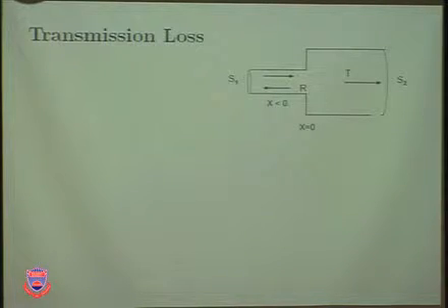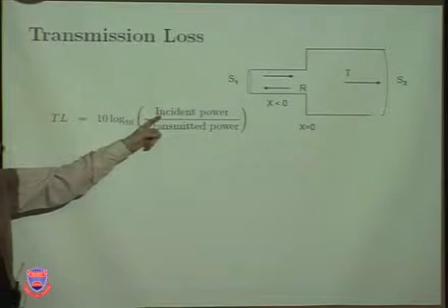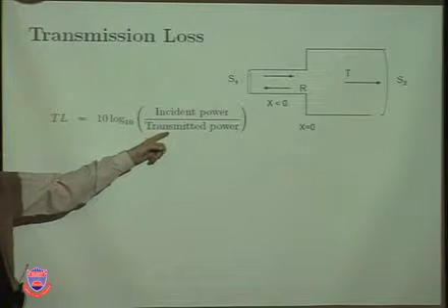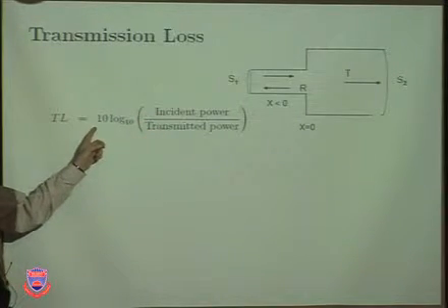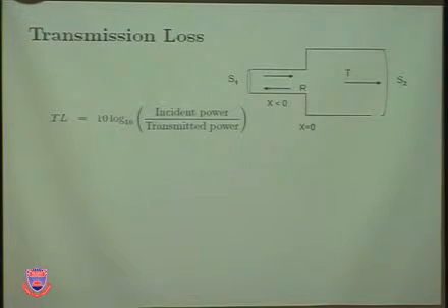And let me define what we mean by transmission loss. Okay, transmission loss is a very particular definition. Incident power divided by transmitted power, log multiplied by 10. Okay, that's the transmission loss. And this is a definition that applies to just about everything. And I'll explain what I mean by that.